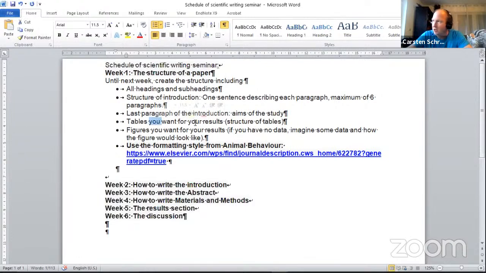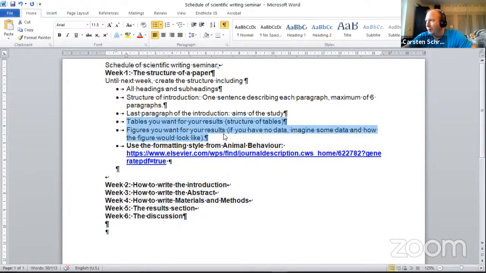Also include tables in your results sections. You can't put figures in there yet, no numbers, but what tables do you think you would need for your report? Or if you want to include figures, then you can also include some figures.